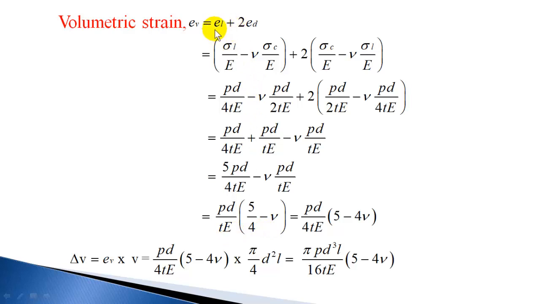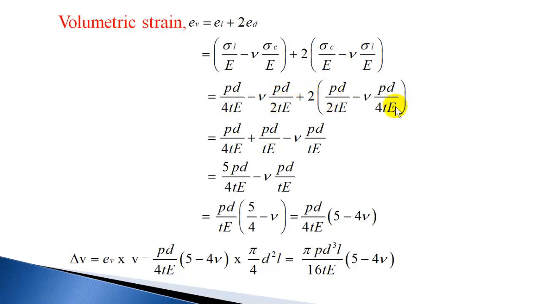as EL. We already know the strain in length is sigma L by E minus nu sigma C by E, and the strain in diameter, or circumferential strain, is sigma C by E minus nu sigma L by E. And already we know sigma L is PD by 4T, and sigma C is PD by 2T. Sigma C, PD by 2T, and sigma L, PD by 4T, are substituted. Now you have PD by 4TE plus 2 PD by 2TE. So if you take 2 inside, PD by TE, so this term.